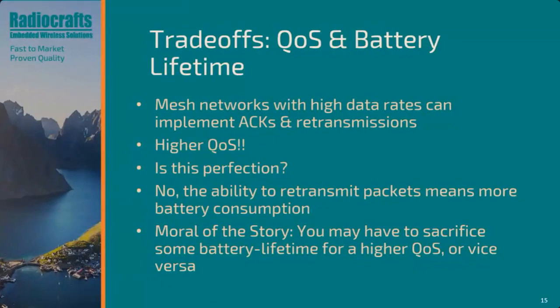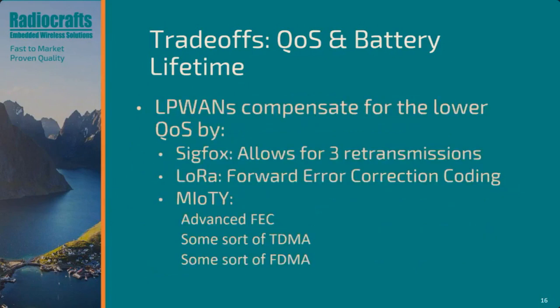Mesh networks have high data rates. When they have high data rates, they can implement ACKs and retransmissions. So does this mean that they have higher quality of service in general, and is this perfection? Not really, because the ability to retransmit packets means more battery consumption. So the moral of the story is that you might have to sacrifice some battery lifetime for higher QoS, and of course the opposite.